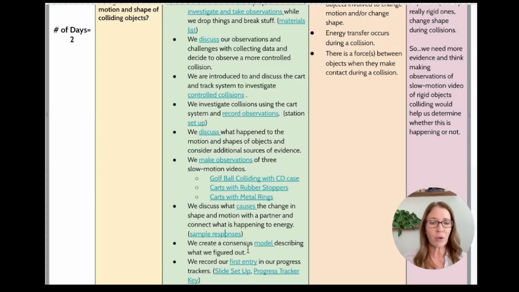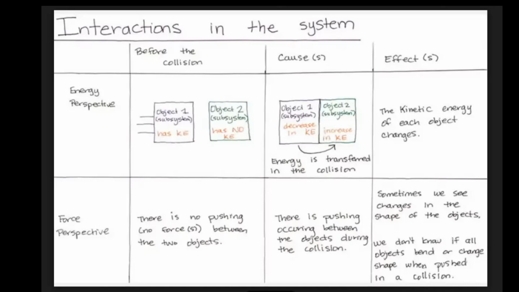And then we create a consensus model together describing what we figured out. This would be considered a building understandings discussion because we're really trying to summarize our learning from the investigation. And so the directions say to fill out these first 2 columns, and then you'll fill this out as you get ideas from students. And so before the collision, they're moving towards each other, or one is moving towards the other.